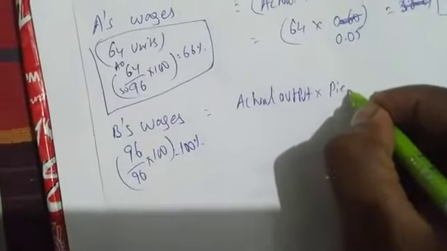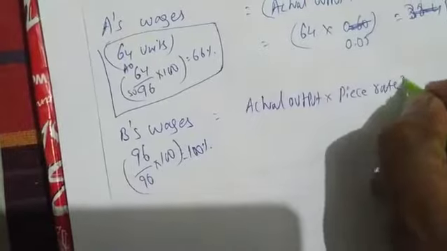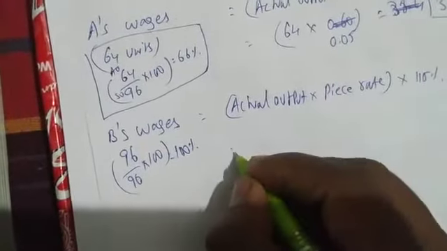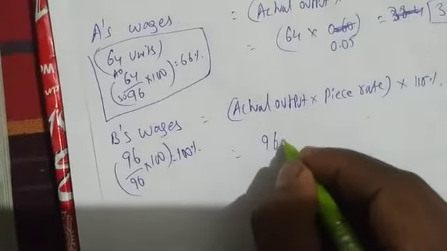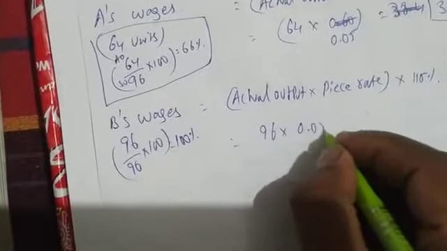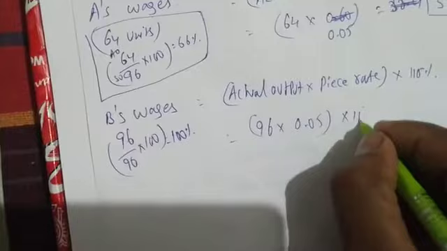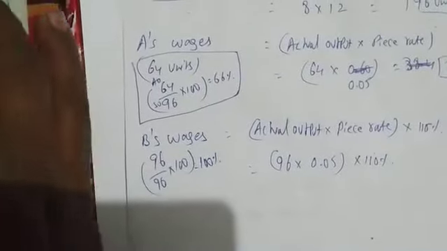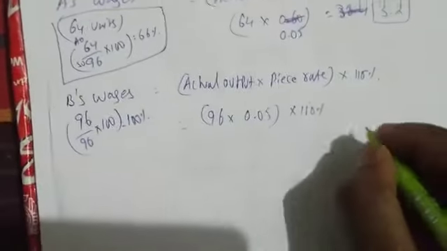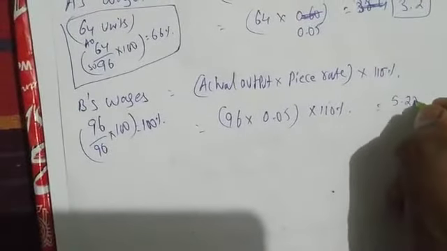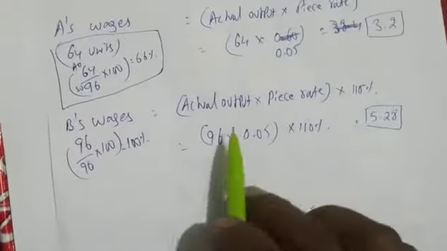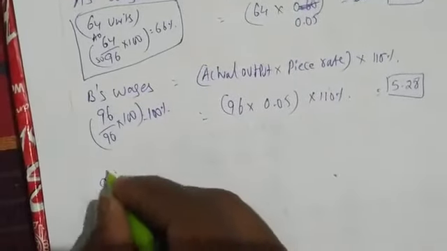into piece rate into 110%. So he produced 96 into 0.05 into 110%. So do 96 into 0.05 into 110%, that is 5.28. So B will receive 5.28. So simple, 100%. Next, C's wages.